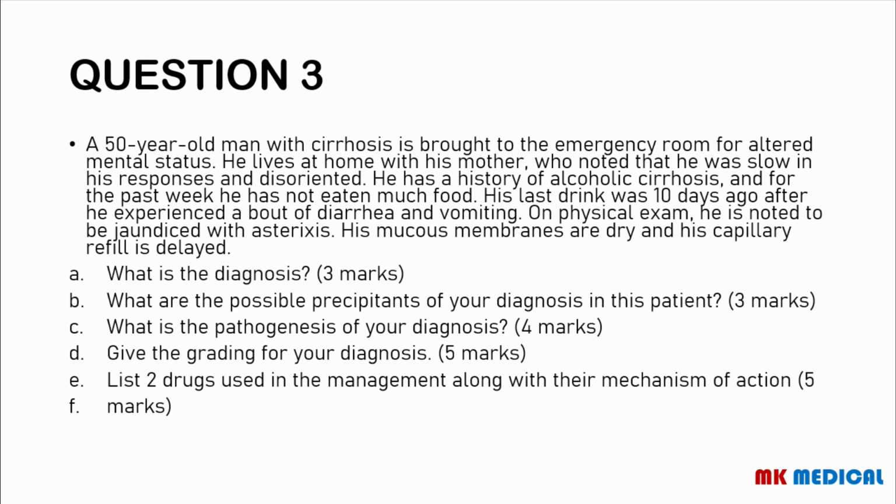Then question E, list 2 drugs used in the management along with their mechanism of action. So we could use rifaximin. Rifaximin reduces the colonic bacteria that generate ammonia. Additionally, we may use lactulose. Lactulose acts as an osmotic purgative that reduces the colonic pH and limits the absorption of ammonia. Lactose can also be given, and it is metabolized by colonic bacteria. Lactose is given to patients who have a deficiency of lactase.